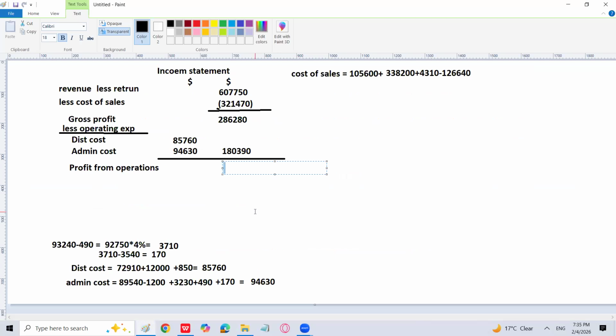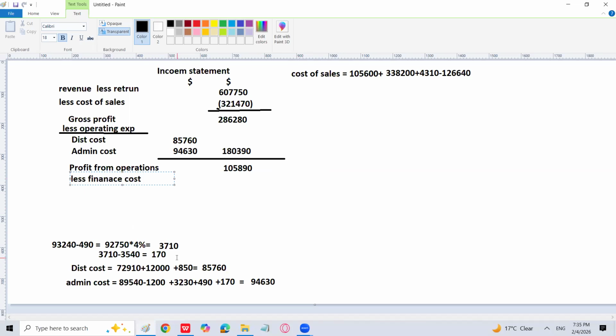Fine. The profit from operation: 286,280 minus 180,390 is 105,890. 105,890 is the profit from operation. Now I will subtract finance cost from this.